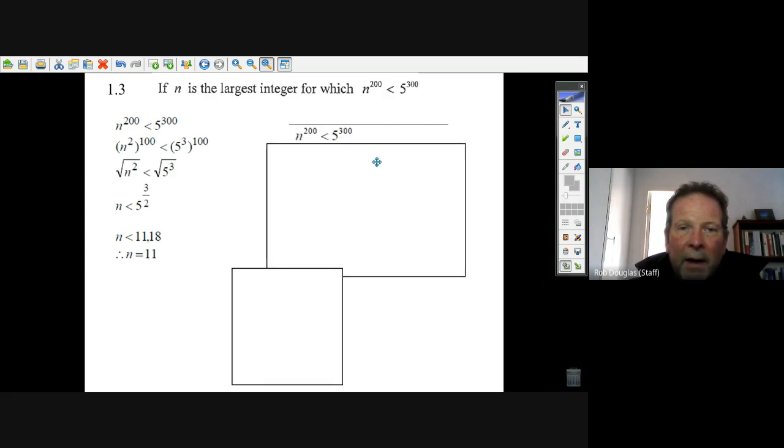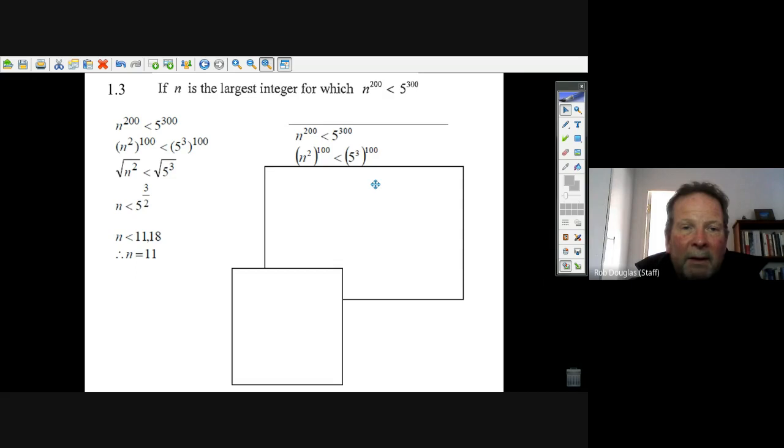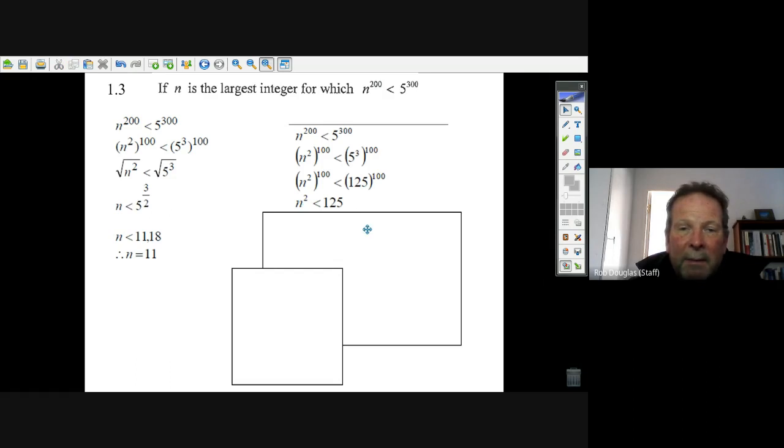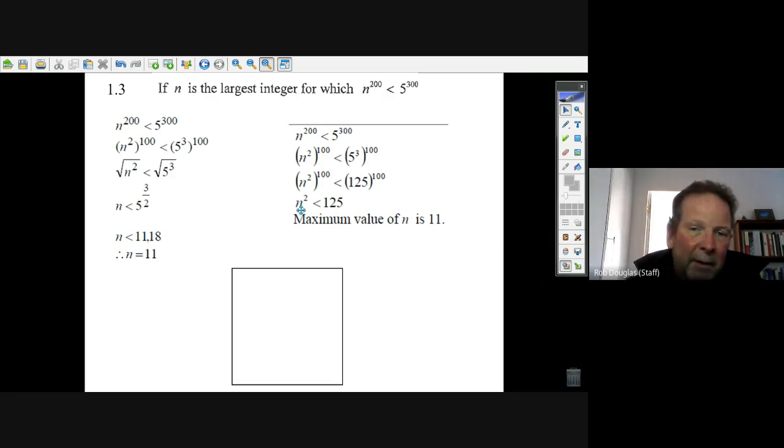Okay, they start off, and the first two things they do exactly the same, but then they change n squared into 125, and n squared has to be less than 125. Well, 11 times 11 is 121, and 12 times 12 is 144. So the first n value that will make it less than 125 must be 11. That's pretty similar.